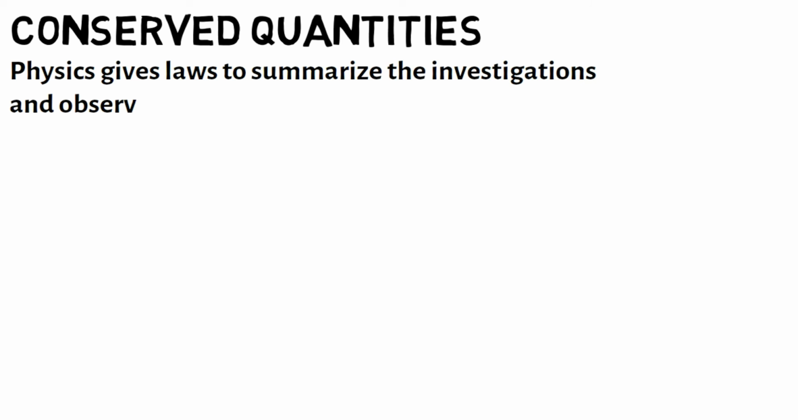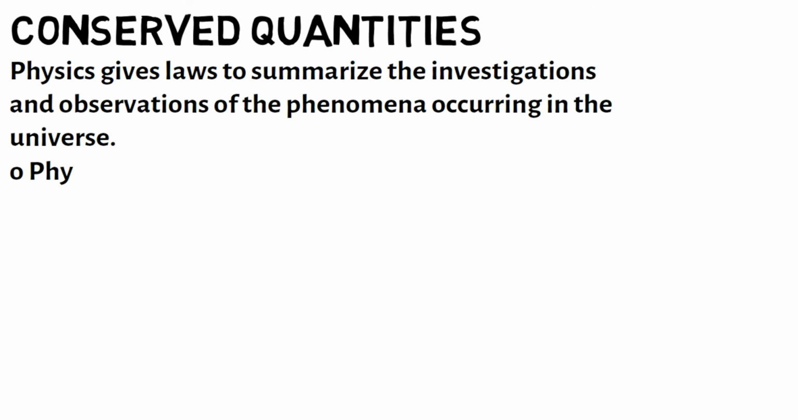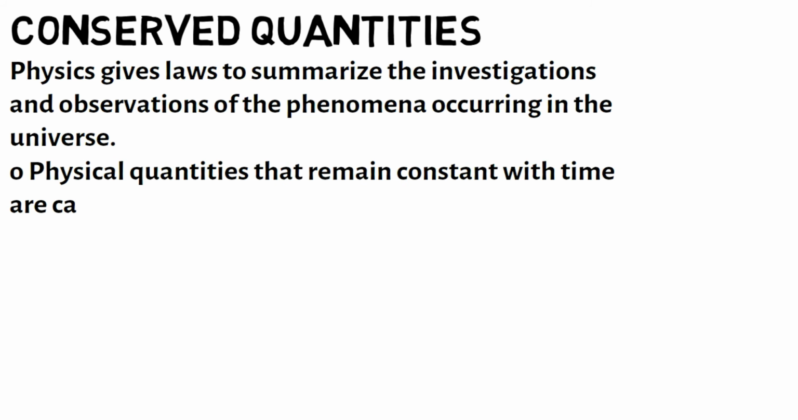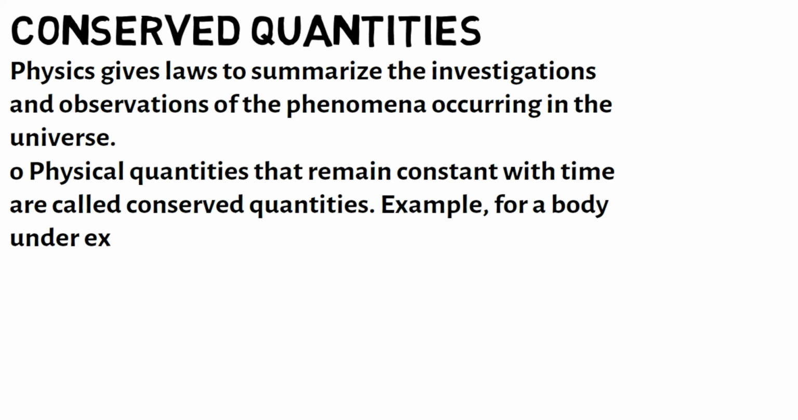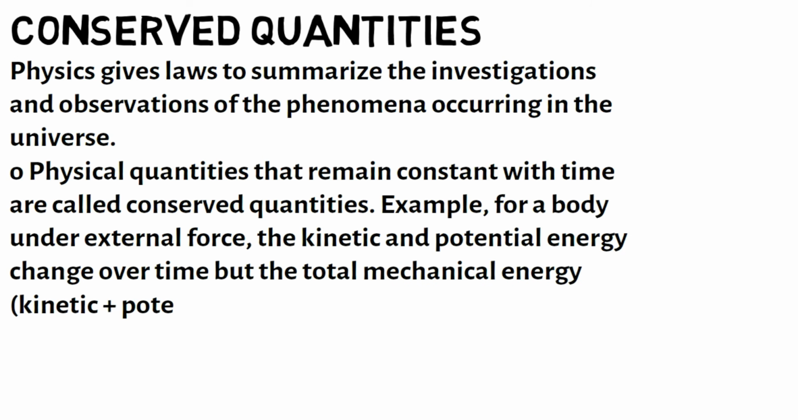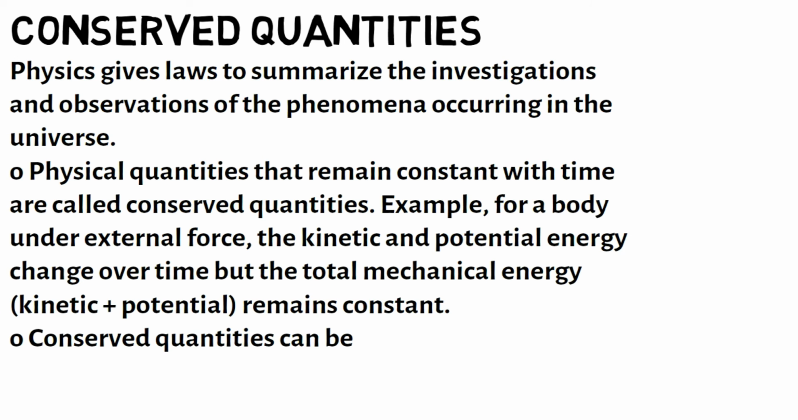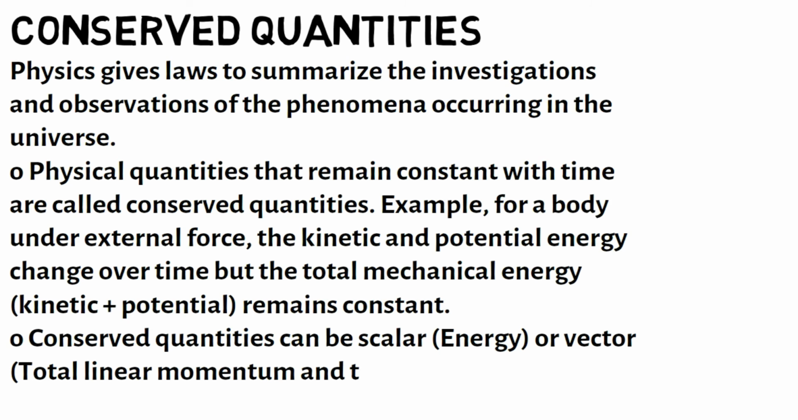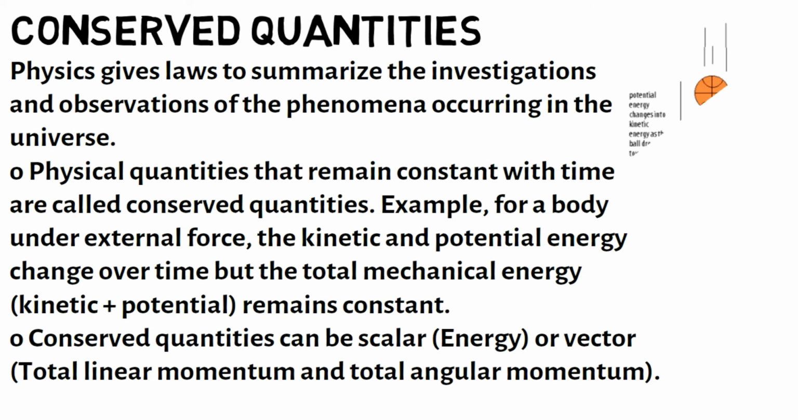Conserved quantities. Physics gives laws to summarize the investigations and observations of the phenomena occurring in the universe. Physical quantities that remain constant with time are called conserved quantities. Example: for a body under external force, the kinetic and potential energy change over time, but the total mechanical energy, kinetic plus potential, remains constant.